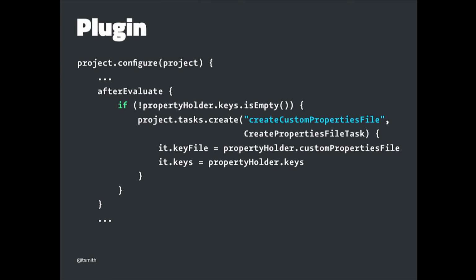The after evaluate closure, if you're not familiar with Gradle that much, means that you want this block of code to be called once all the initialization phase has been completed. Let's say we only add the task if the keys have been assigned. That is, we need to do the after evaluate closure and allow plugin consumers to set it in their build.gradle.